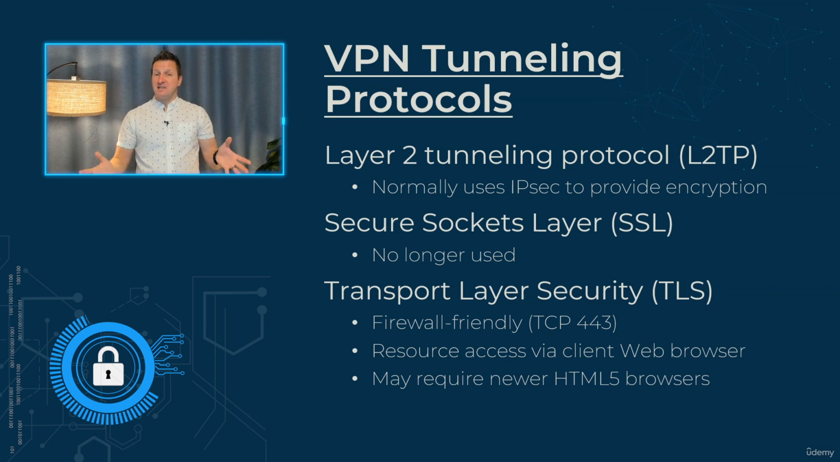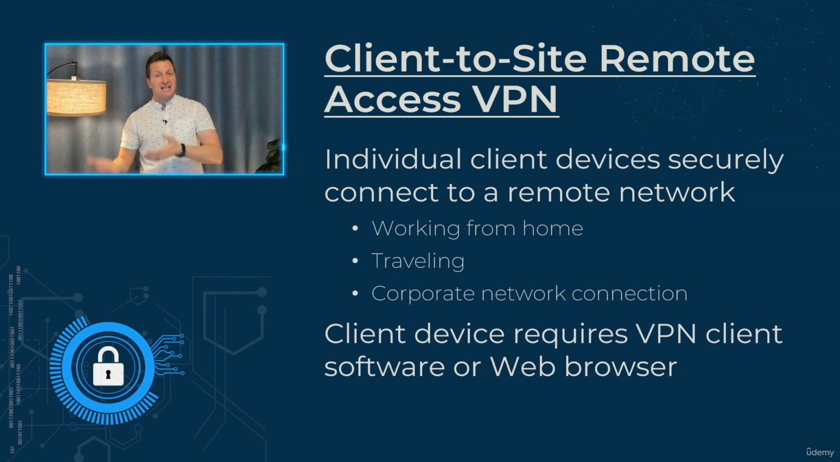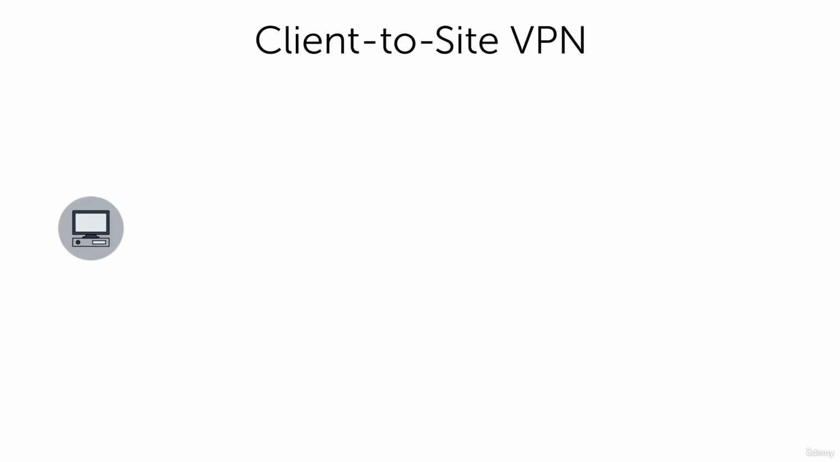Now, one type of VPN is a client-to-site type of VPN. This is where we have an individual client device that is making a connection to a remote network through an encrypted tunnel. Now, in this case, it could be for users that might be working from home, users that are traveling, users that are at a customer site but need to gain access to our corporate network over the internet. So the client device then would require a VPN client software installed on it. So if we look at our diagram, we have VPN client software.